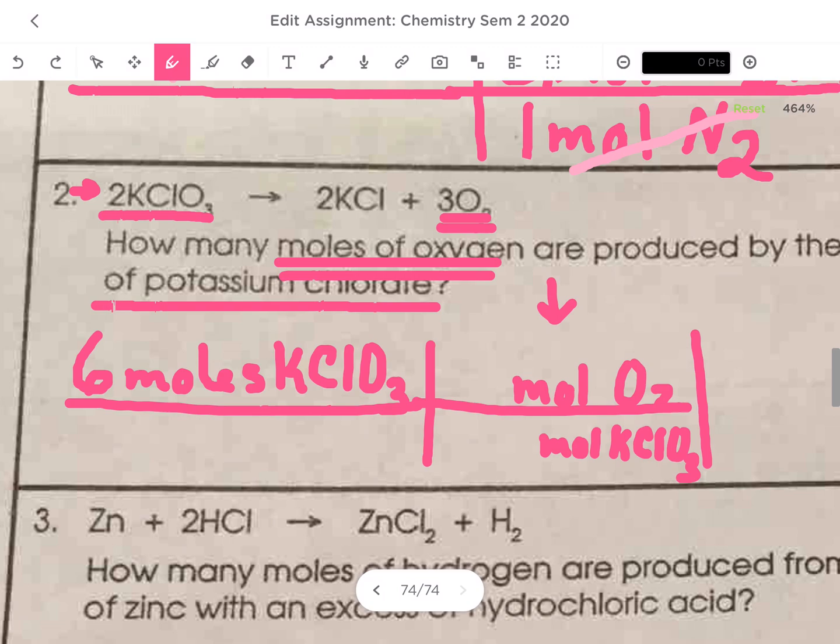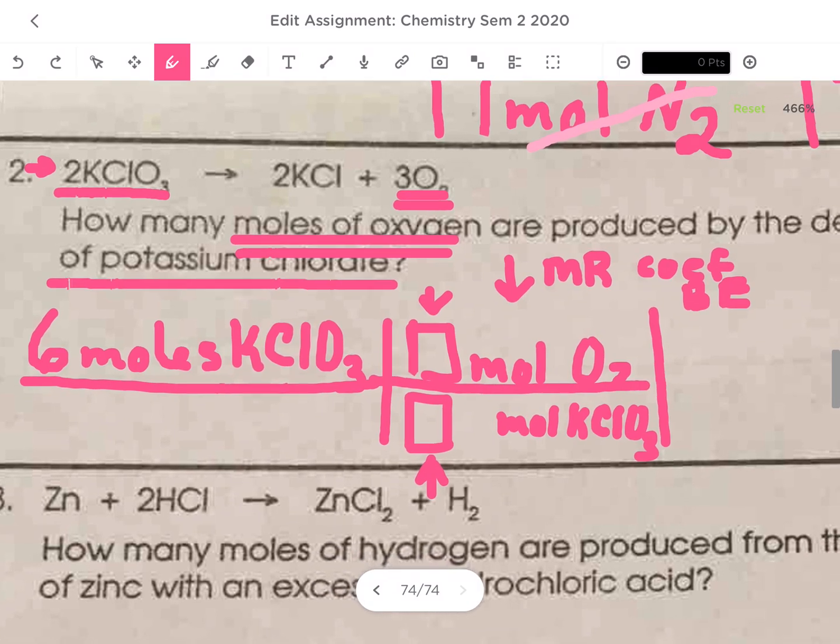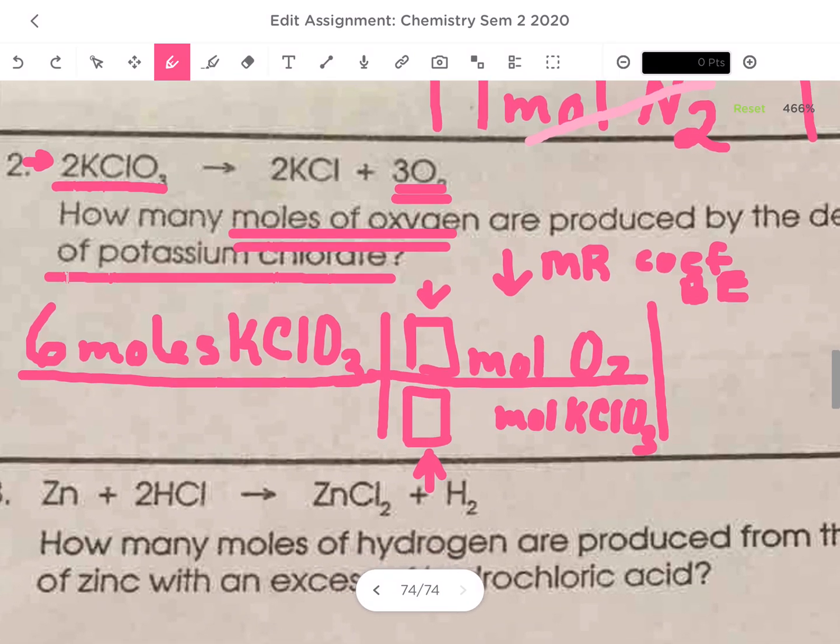So, in our mole ratio, I have to look at the coefficients from the balanced equation. That's where I get the numbers that go here and here. Why don't you take a second and see if you can figure out what numbers go here and here. I'll give you 1 minute. Okay. I know that wasn't a whole minute, but whatever.